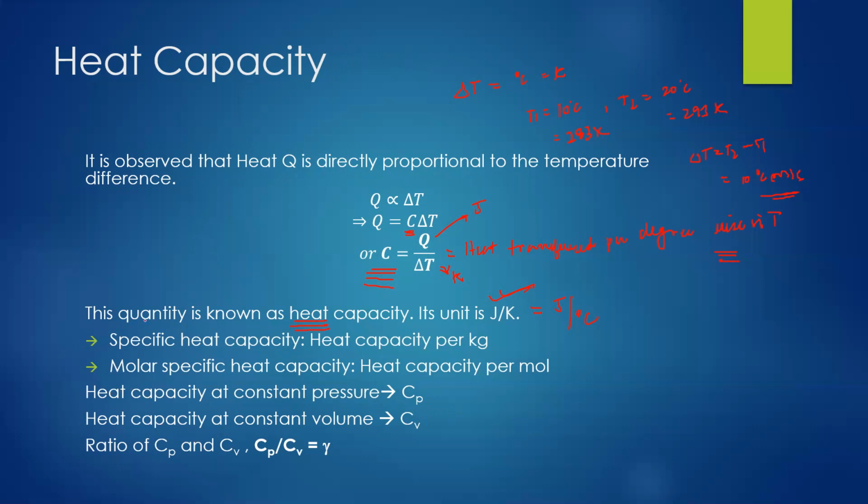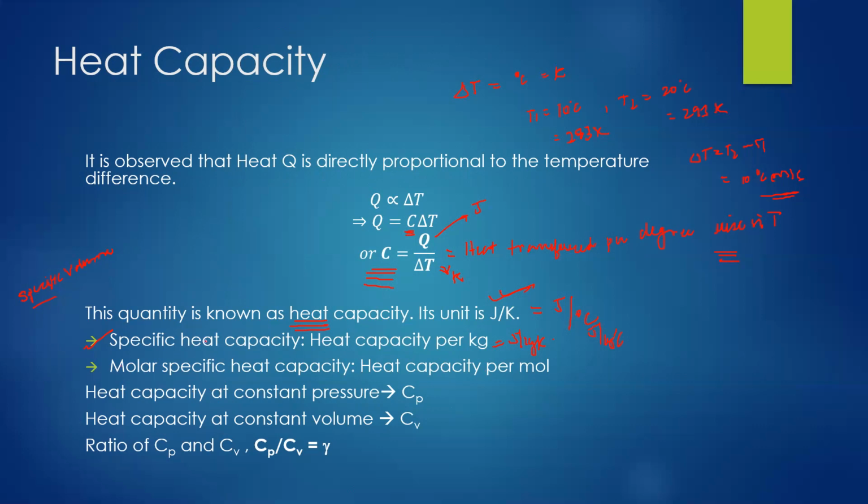Then we come to, on the basis of heat capacity, specific heat capacity. If you might have remembered, we discussed a concept called specific volume somewhere in the previous few videos. Specific volume is basically volume per unit mass. Similarly, specific heat capacity is heat capacity per unit mass, or heat capacity per kg. So the unit is joule per kg Kelvin or joule per kg degree Celsius.